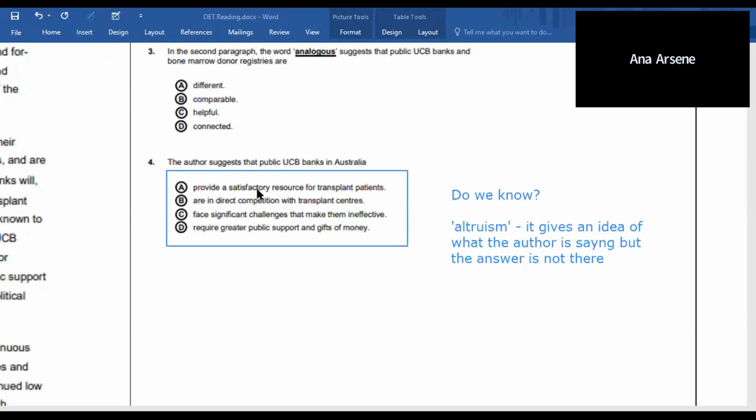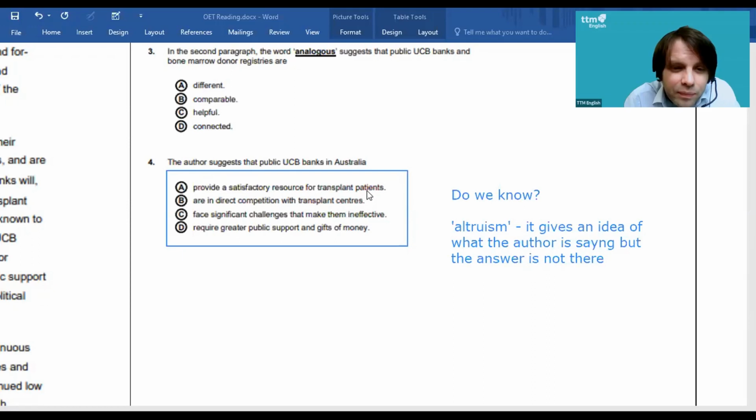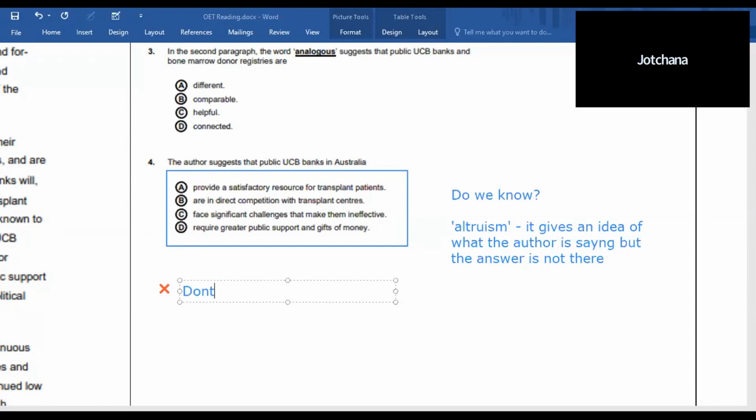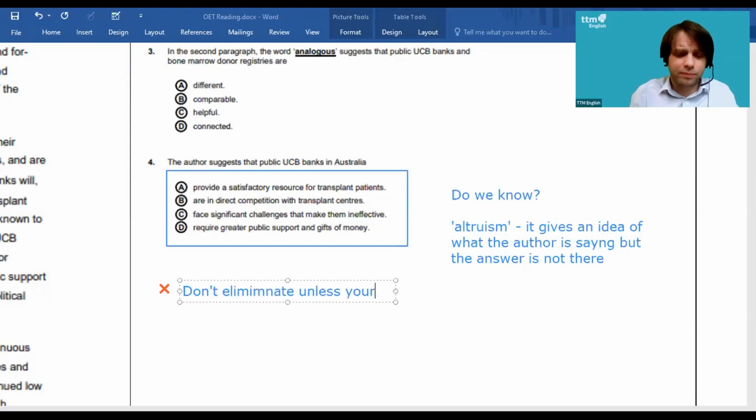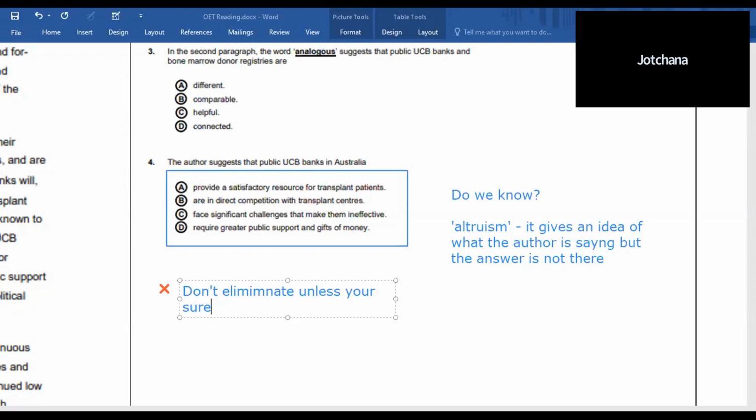Provide a satisfactory resource for transplants? Yes. Maybe. All right. But look, here's a little tip for you guys. Don't eliminate unless I'm sure. Unless you're sure. How can you be sure? We have to see the meaning of contradict in the context.